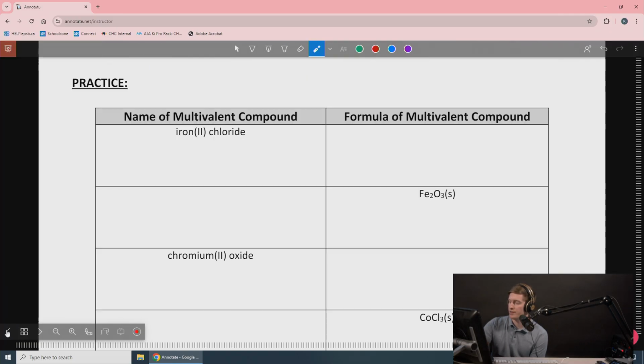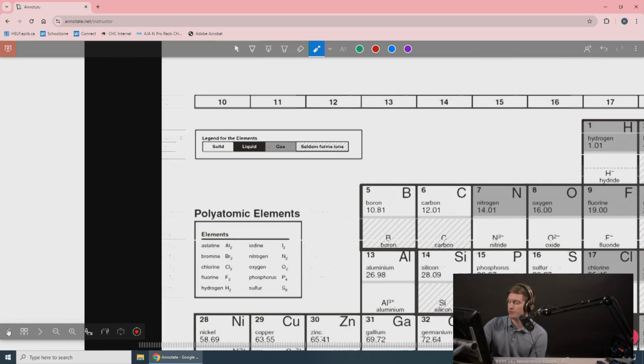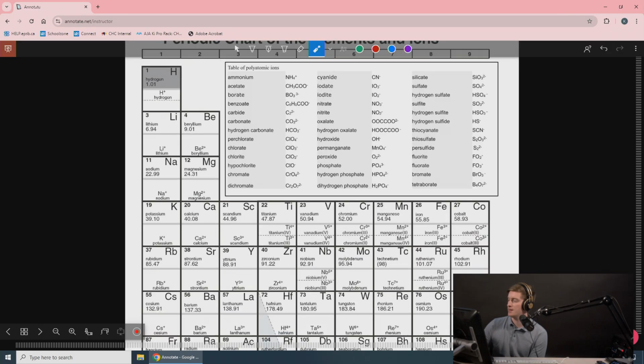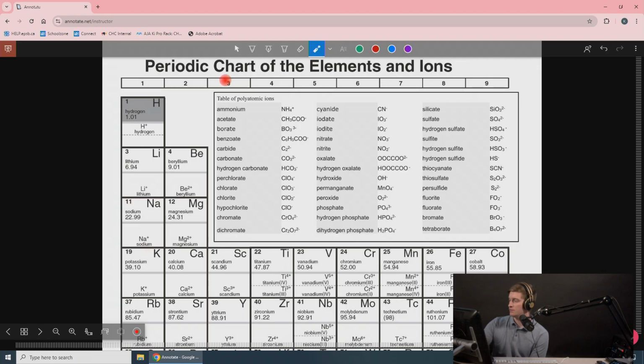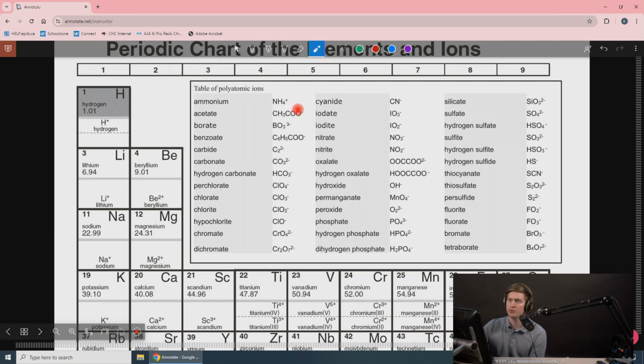I'm going to just show you where that table is now. So if you have your periodic table, then on the left side of it, just below the group numbers 3 to 9 and above the transition metal block, is this table of polyatomic ions. If you look through, you'll see that they're almost all negatively charged, with one exception, which is the first one, ammonium. Ammonium is the only cation in this whole box. Everything else is an anion.